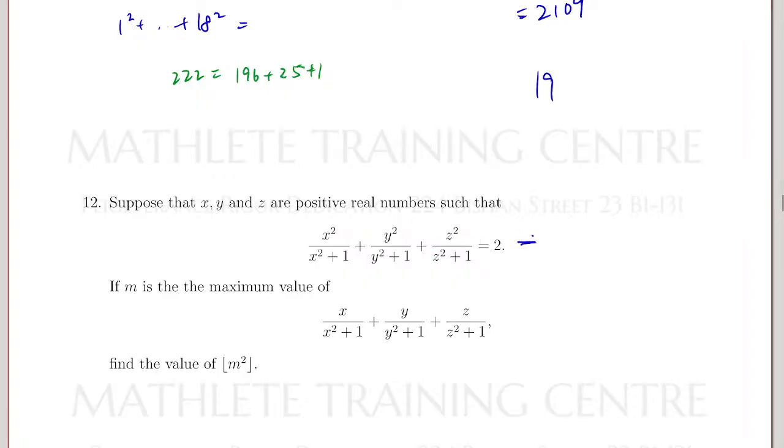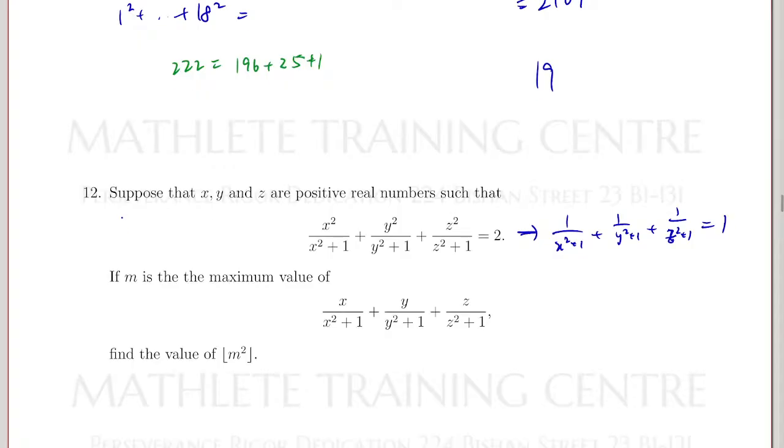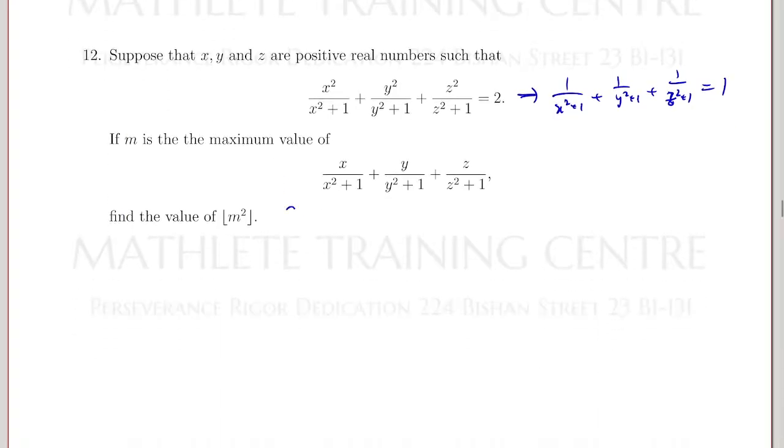So immediately we can get from here 1 over x squared plus 1, 1 over y squared plus 1, and 1 over z squared plus 1. The sum is 1. And once you have this expression and this expression right here, we are basically done, because for x squared and 1, the geometric mean is x. For y squared and 1, the geometric mean is y. For z squared and 1, the geometric mean is z. So this is an application of the famous Cauchy-Schwarz inequality.